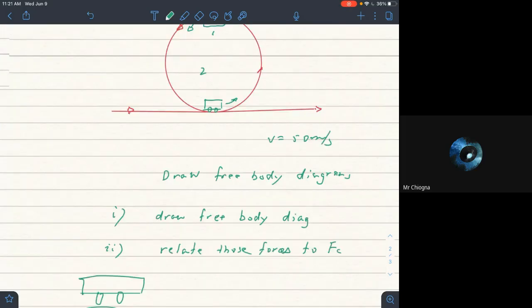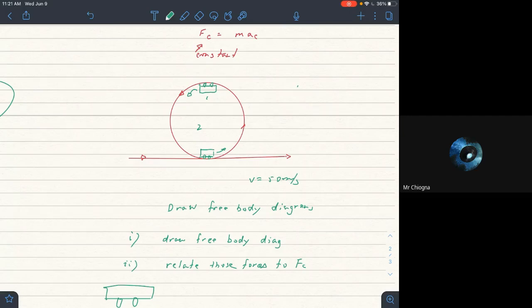So for the first one, for position 1, you got Fg. And the normal force, both acting down. So the centripetal force in that case is just Fg plus Fn. For position 2, you got Fg. Fg is always pointing down in all these diagrams and all the diagrams with any free body diagram. Always pointing down. What's pointed up?